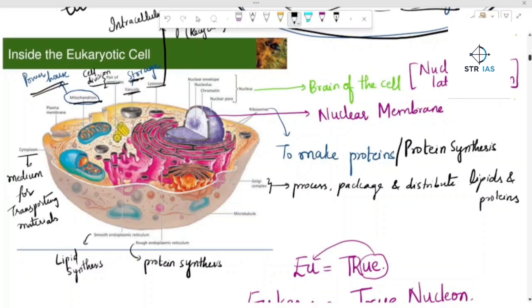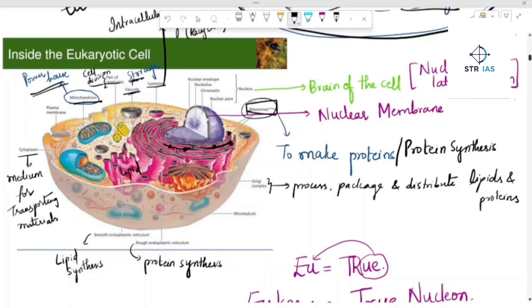So just remember LD. Then ribosomes, which are present on rough endoplasmic reticulum. There are 2 types of endoplasmic reticulum: one is rough endoplasmic reticulum and the other is smooth endoplasmic reticulum. You can see this is the rough endoplasmic reticulum and this is the smooth. On the rough endoplasmic reticulum we have ribosomes; on the smooth endoplasmic reticulum we won't have any ribosomes. The function of smooth endoplasmic reticulum is lipid synthesis, and the function of rough endoplasmic reticulum is protein synthesis with the help of ribosomes.